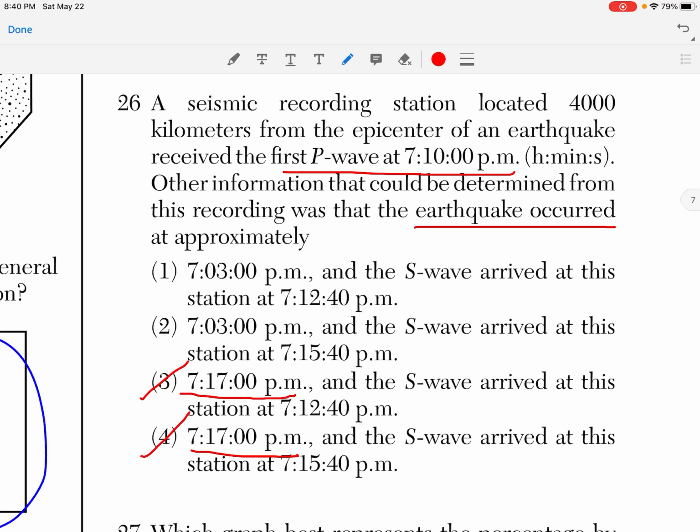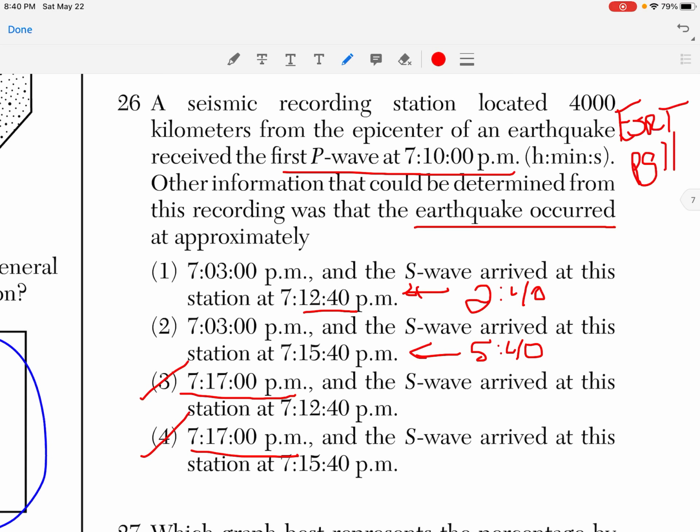Now, the next thing we have to do is figure out, okay, when does the S wave arrive? How many minutes after the P wave does the S wave get there? In this case, if you look at the numbers here, it's 2 minutes and 40 seconds after. I'm just going to write that down, 2 minutes and 40 seconds after. This one, it's 5 minutes and 40 seconds after. Now that's important because we're going to need to know that, and we're going to go to our reference table, specifically page 11, to figure this out.